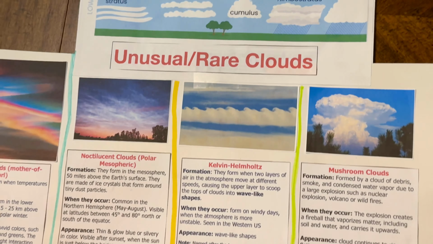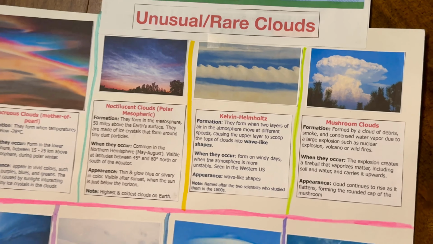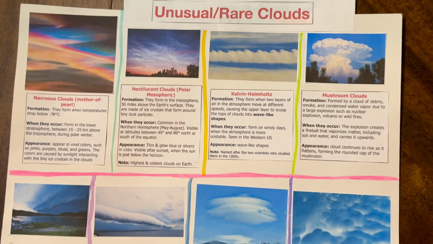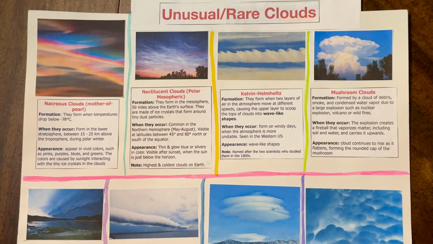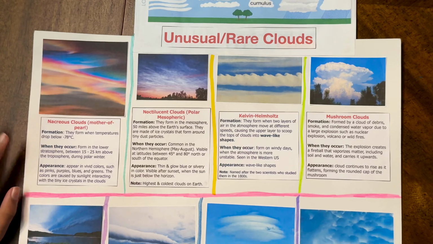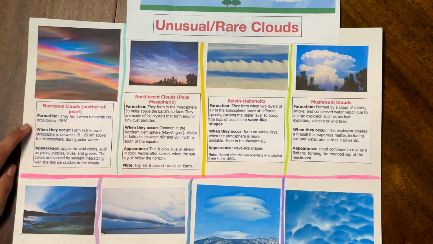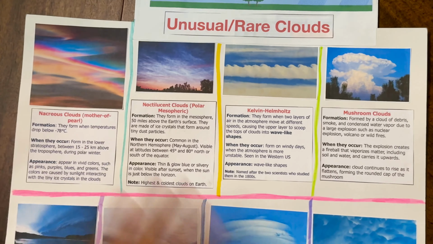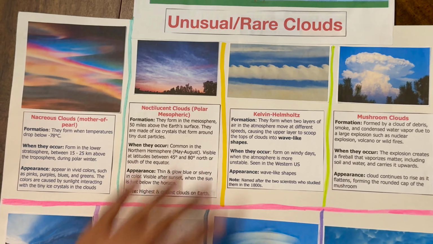Alright, after going through a brief overview of the common clouds, we're going through unusual or rare clouds that you could sometimes see as you're walking by. So let's start off with the first one, which is nacreous clouds. Nacreous clouds are the rarest of all the different types of clouds on this paper over here.